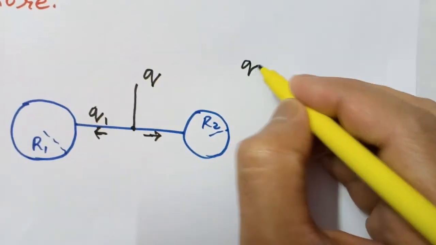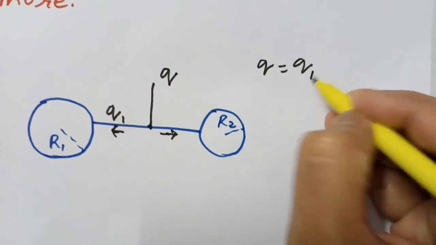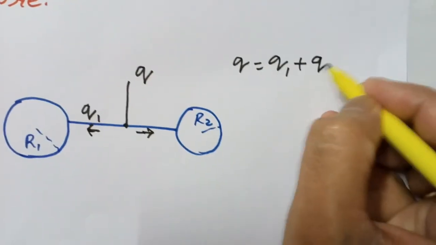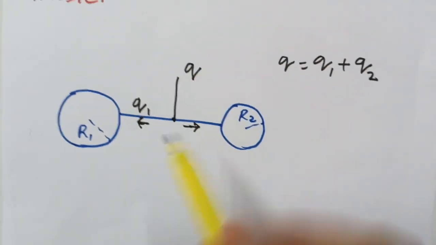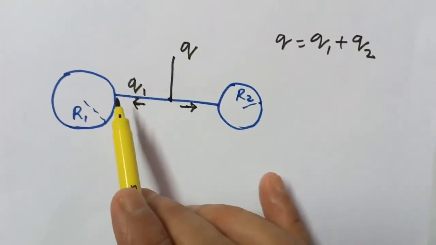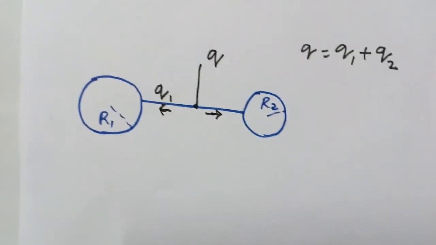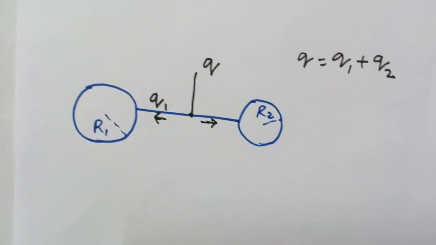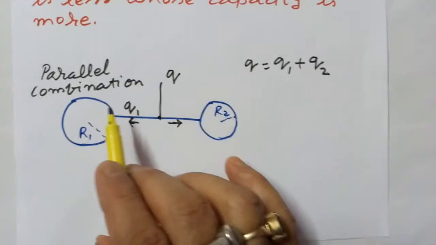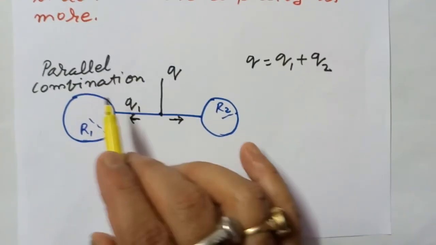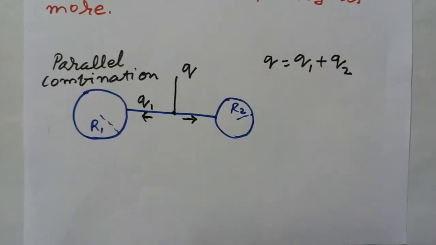So Q is equal to Q1 plus Q2. So this is equivalent to a parallel combination. So when two spherical conductors are connected like this, this is equivalent to a parallel combination. So the charge on that conductor will be more whose radius is more.